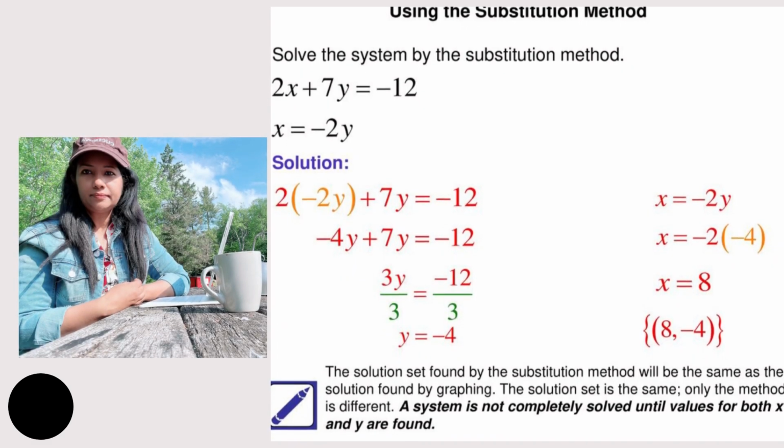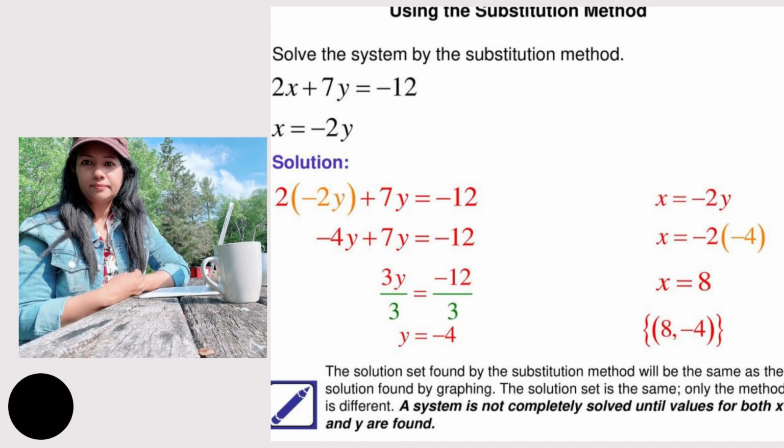Solve the system by the substitution method. The solution set found by the substitution method will be the same as the solution found by graphing. The solution set is the same, only the method is different. A system is not completely solved until values for both x and y are found.